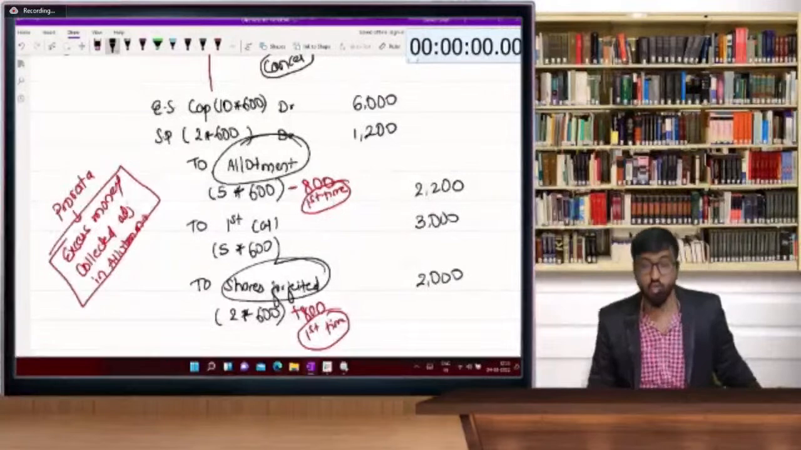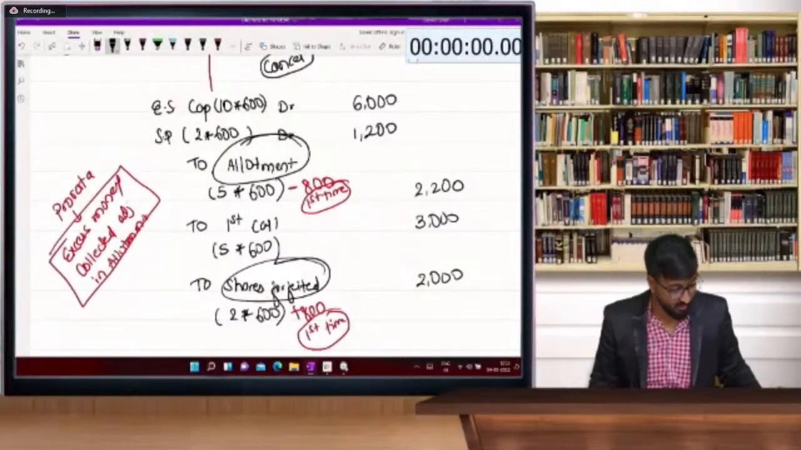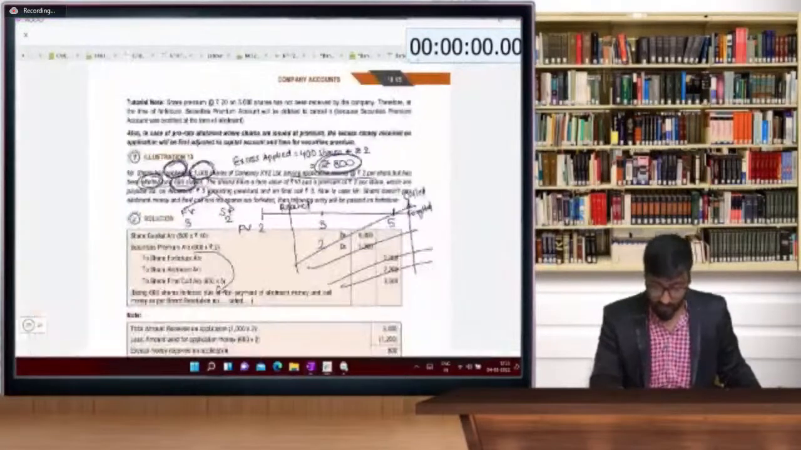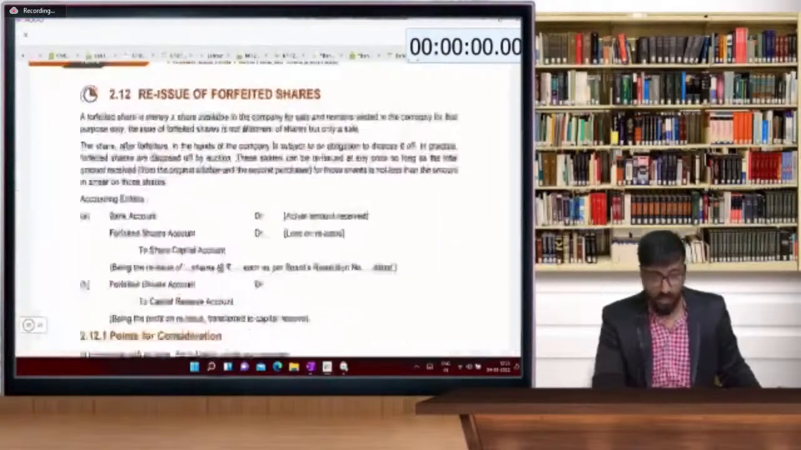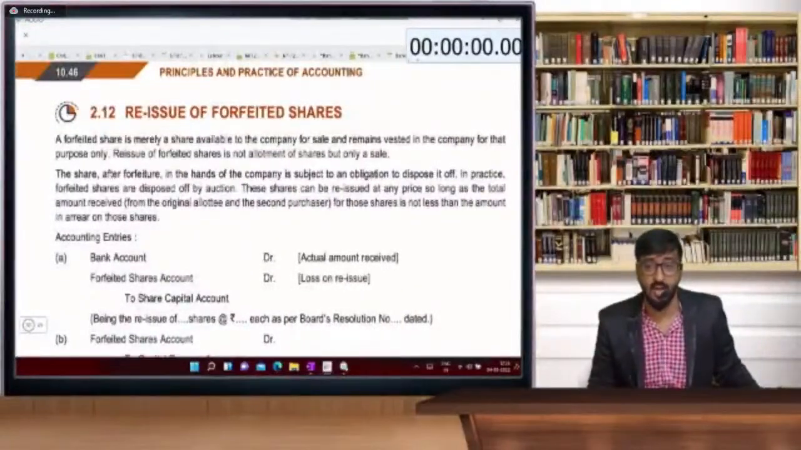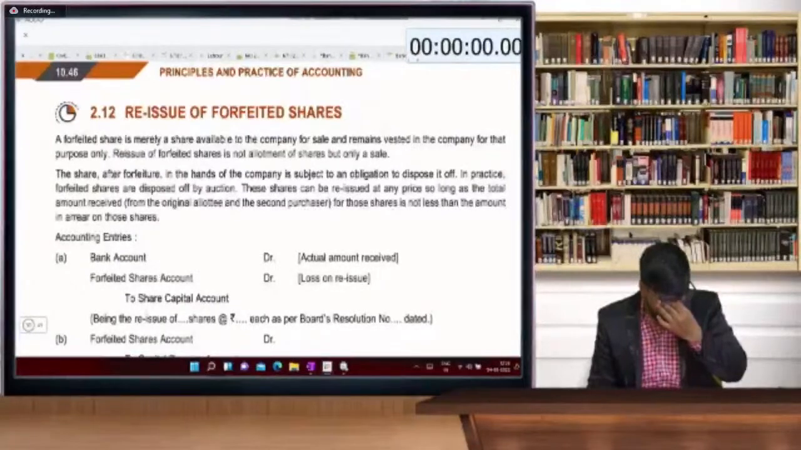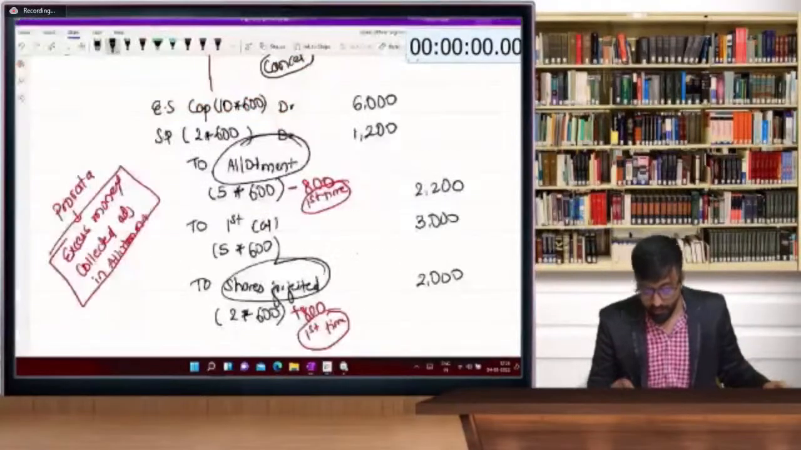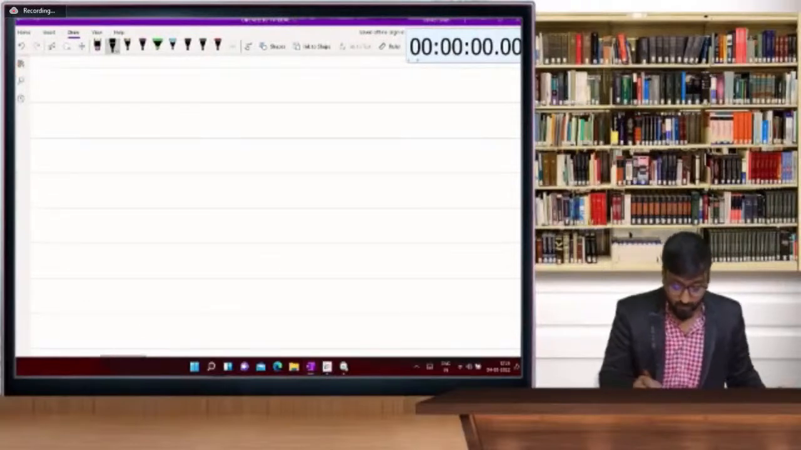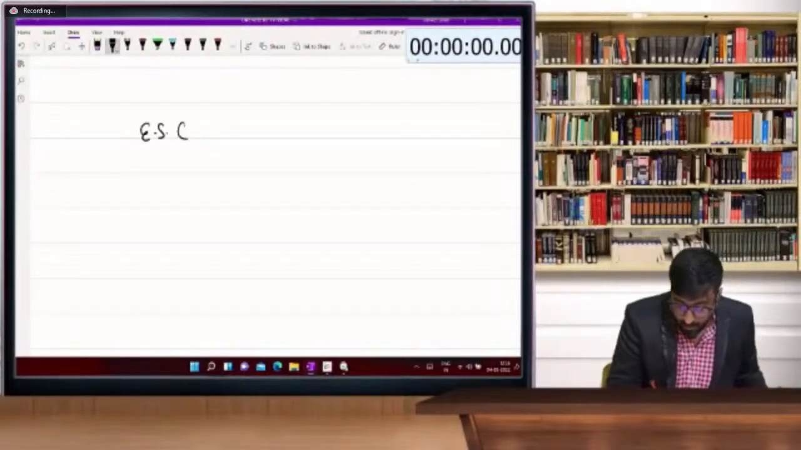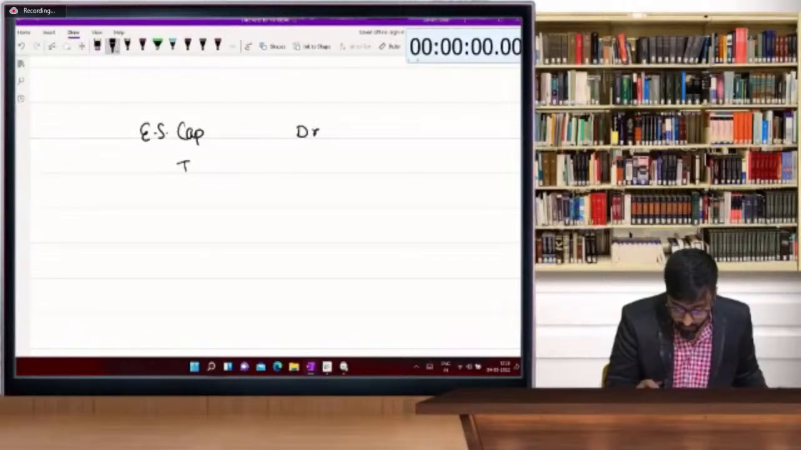Okay, chalo. So let's move to next question, sir. Illustration number 14. Now reissue of forfeited shares. So this is the last part that I'm going to cover today. Sir, we got the entry for forfeiture. Understand. Equity share capital account debit. Security premium if not received account debit.